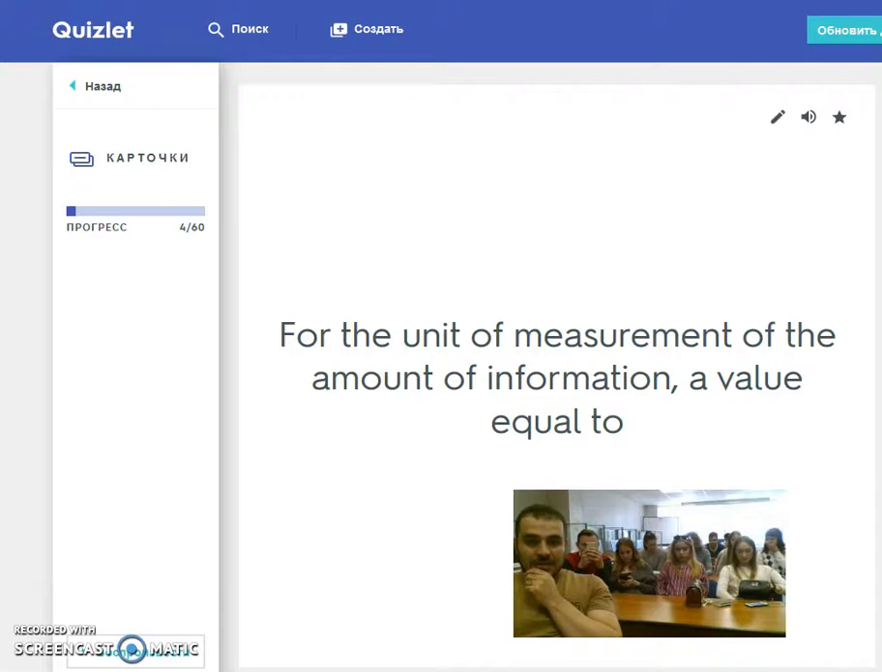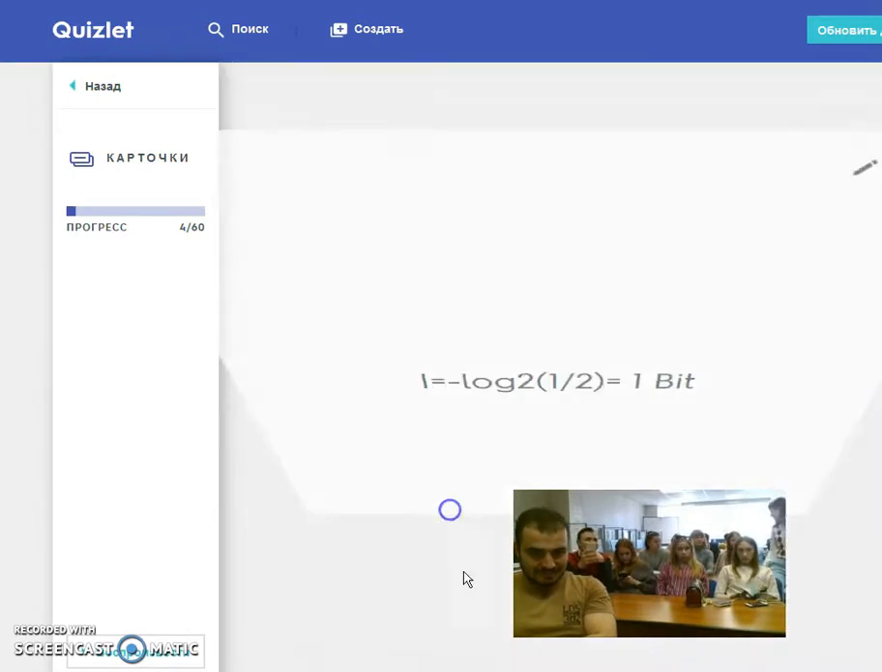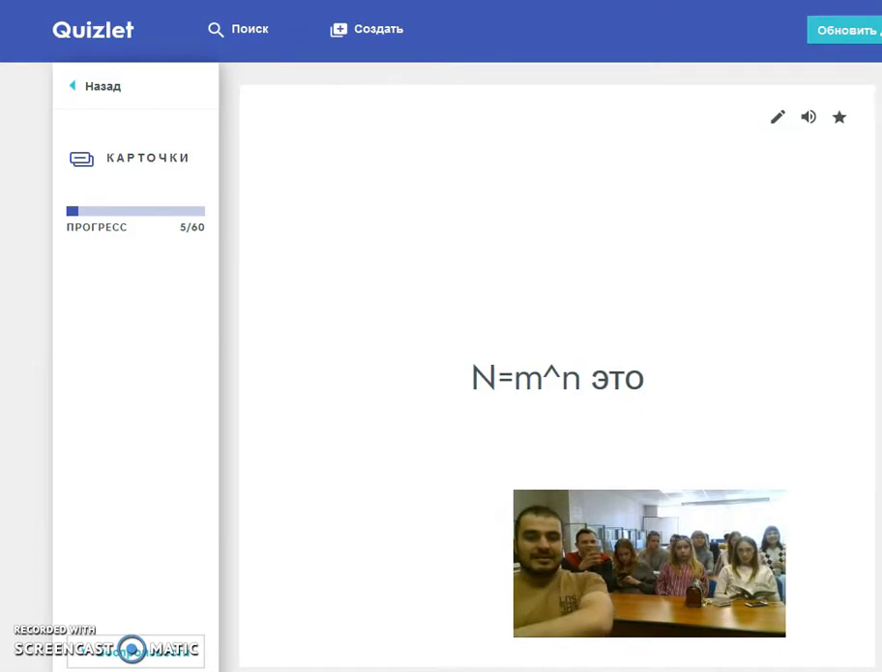For the unit of measurement of the amount of information, a value equal to L is taken, minus the formula.